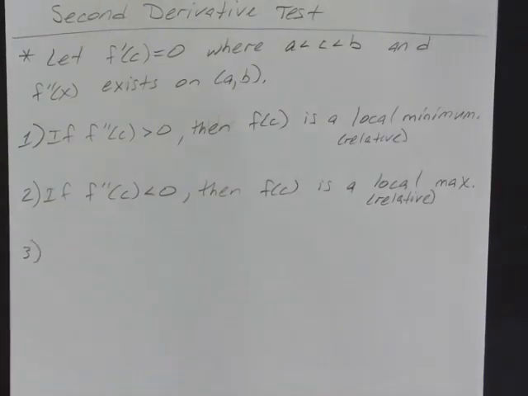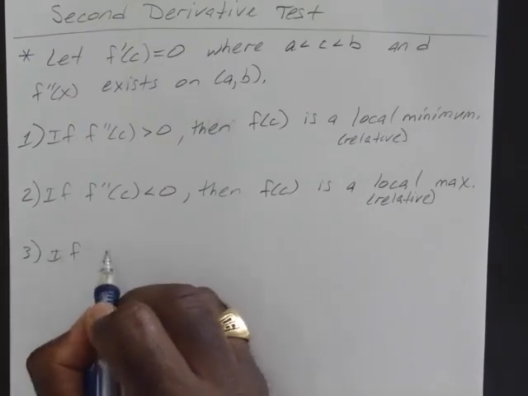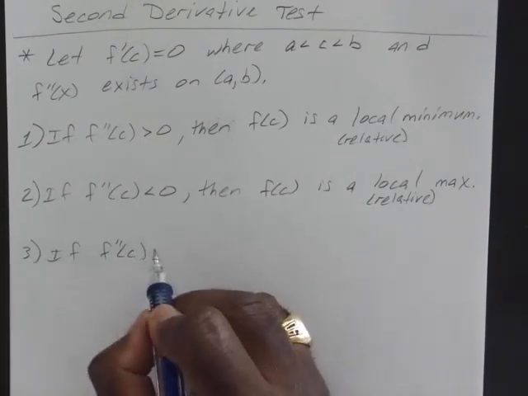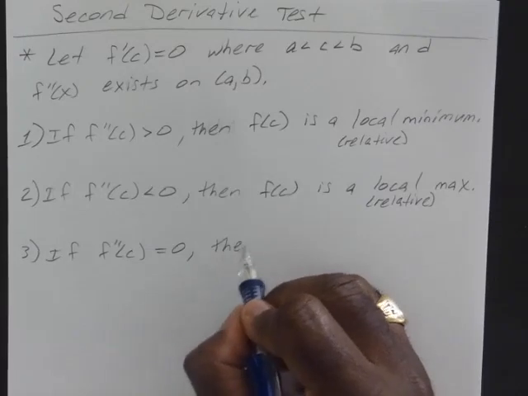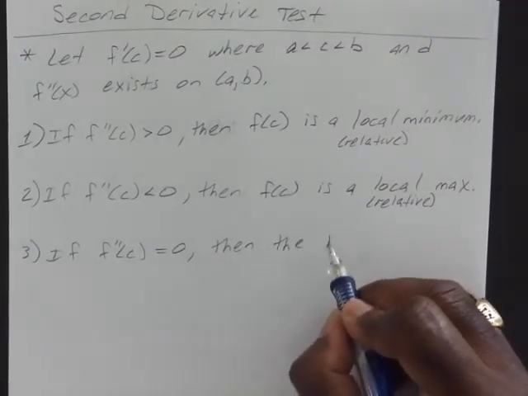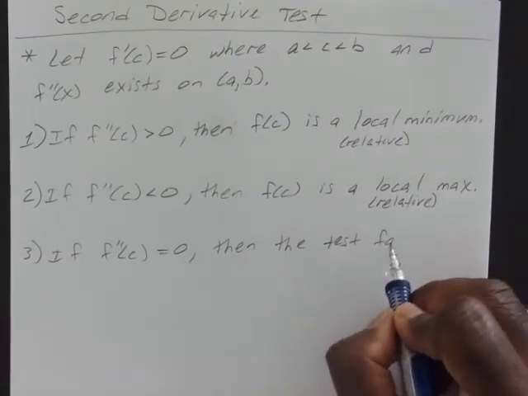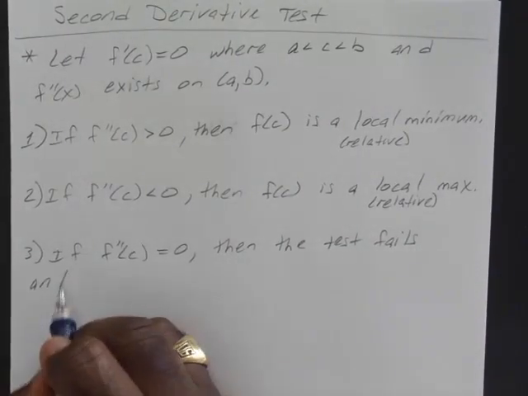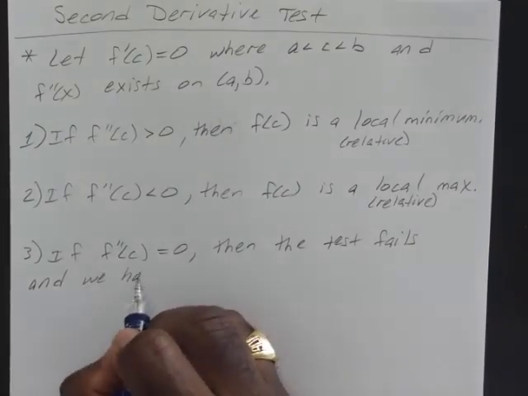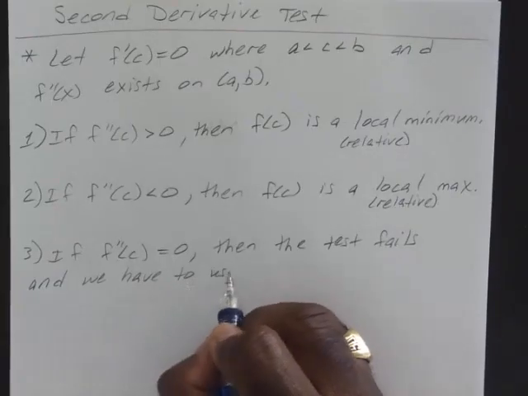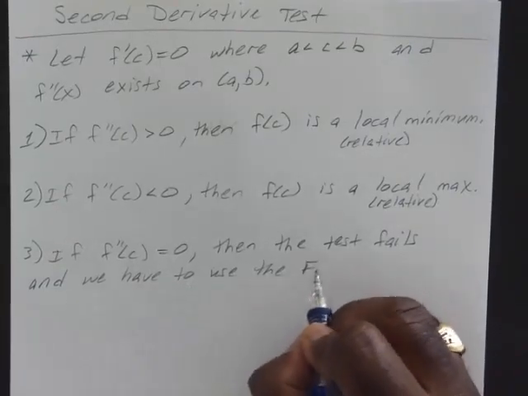Now, the only thing with the second derivative test is that if the second derivative is equal to 0 at some value c, then the test really doesn't tell us anything. The test is inconclusive. And when it fails, that just means that we have to use the first derivative test to find the answer.